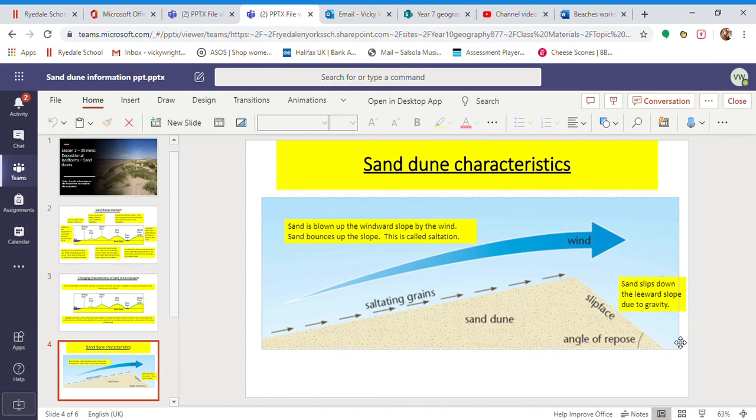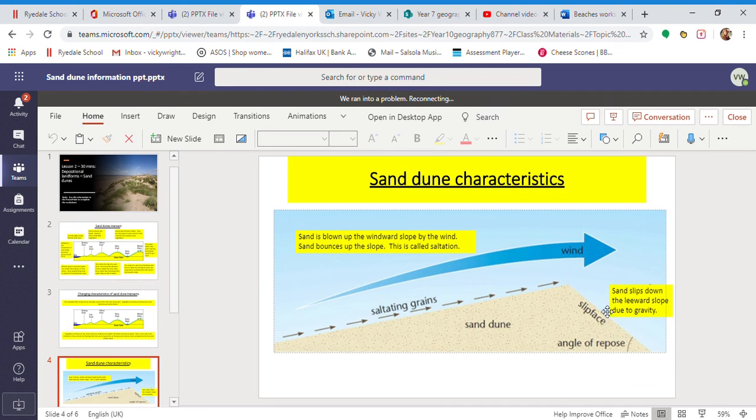So if you did actually cut into a sand dune, you would have this kind of cross section of stripes going across here, because the sand is deposited in layers at this angle of repose here. Okay, so that is sand dune characteristics.